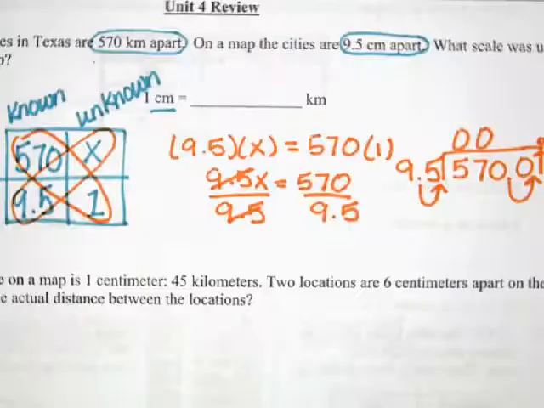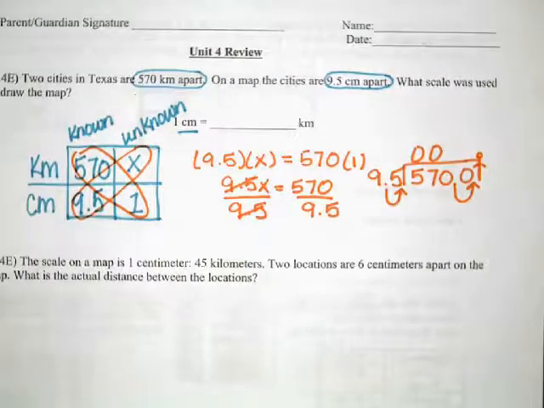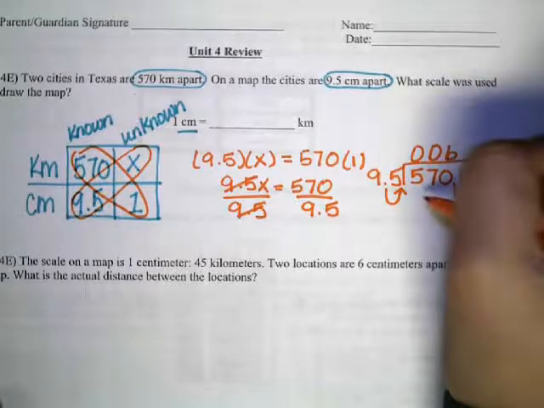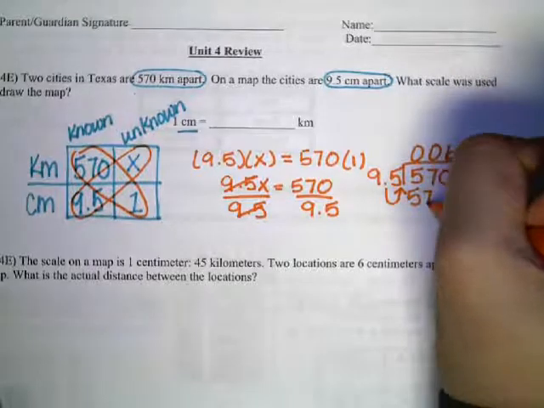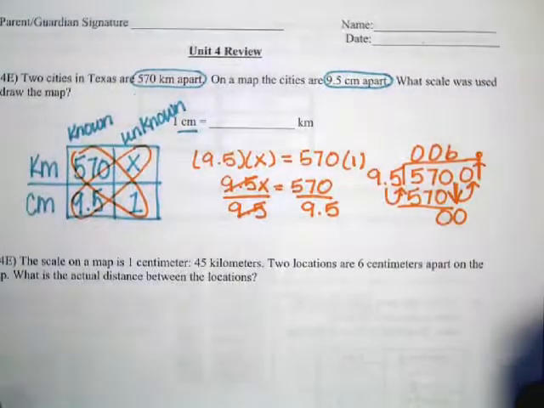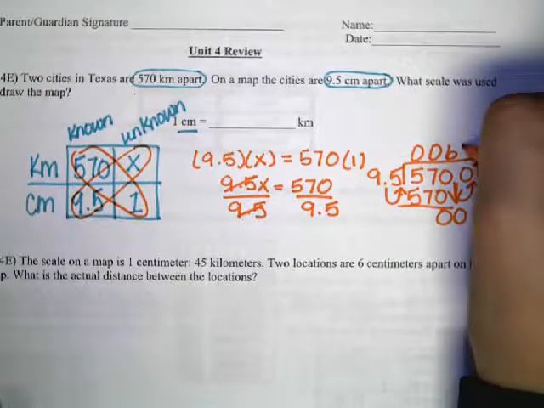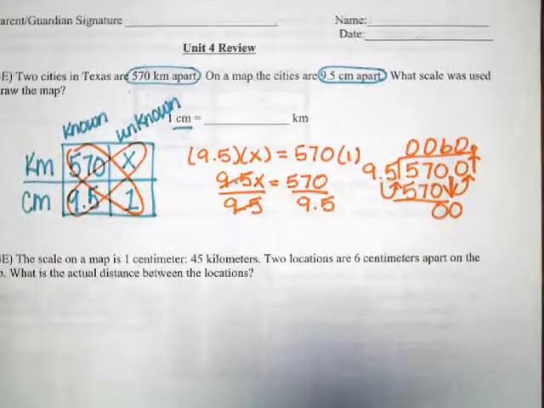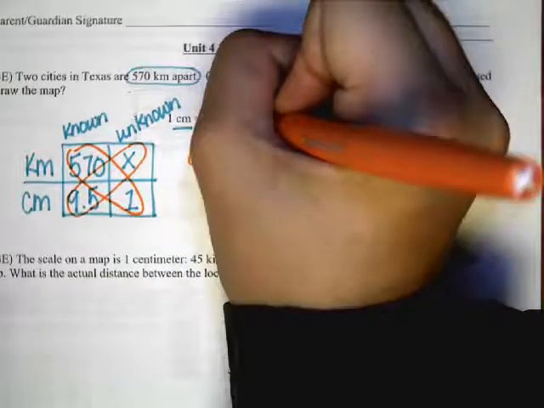95 cannot go into 5. It cannot go into 57, but it can go into 570 six times. 95 can't go into 0, so we are left with 60. So 1 centimeter equals 60 kilometers.